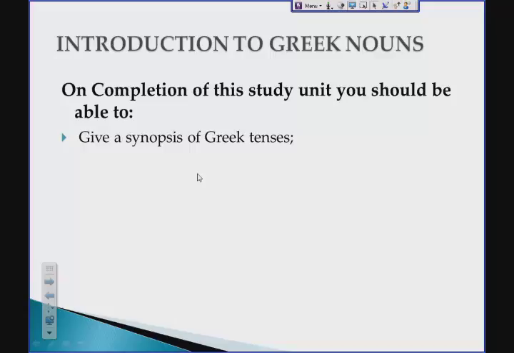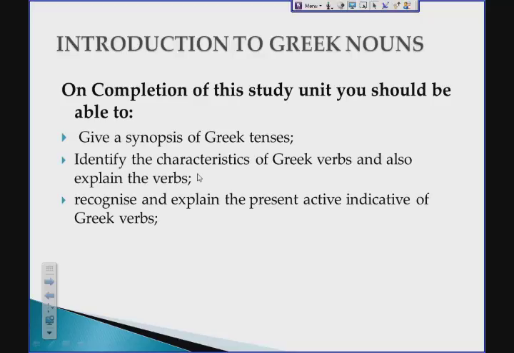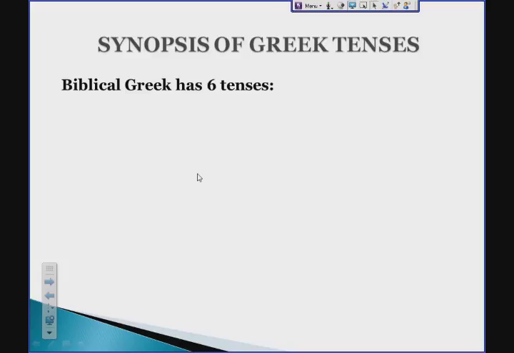characteristics. You look at your study guide: on completion of this study unit, these are the things that I really want us to achieve. You must be able to give a synopsis, a kind of summary, of Greek tenses, and identify the characteristics of Greek verbs and also explain them, and also to recognize and explain at least the present indicative active form of the verb, and also the present infinitive active form of a Greek verb. That's basically what I would at least want us to achieve by today.